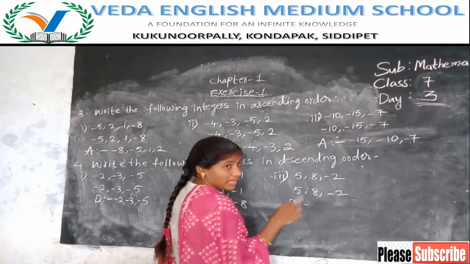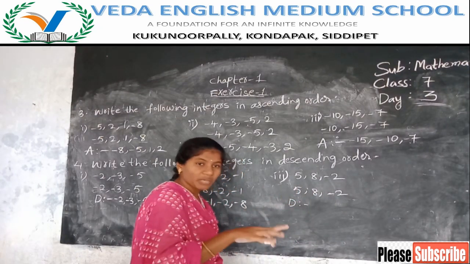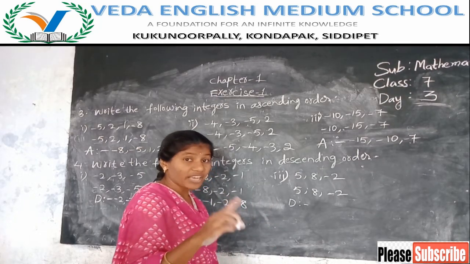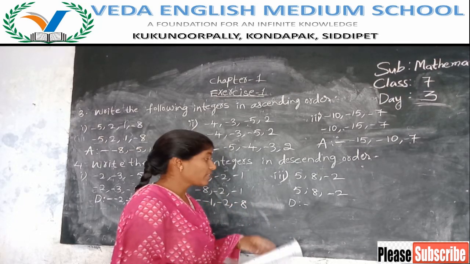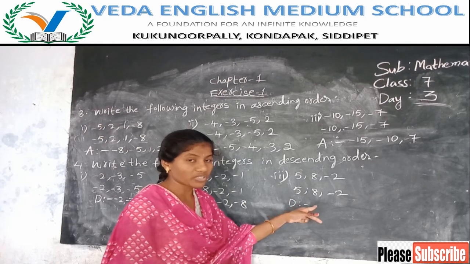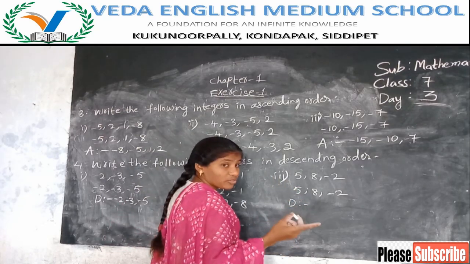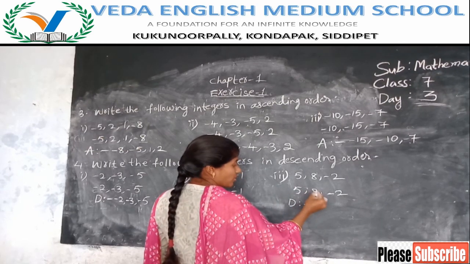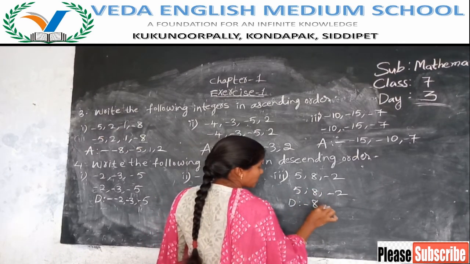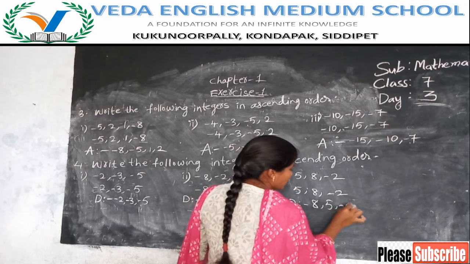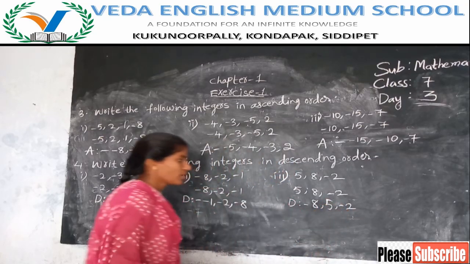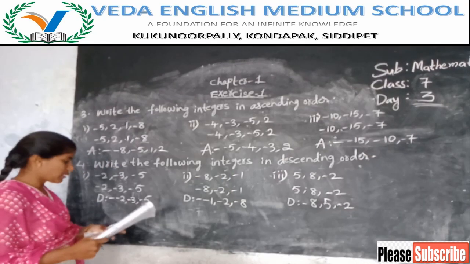Now they are saying greater to smaller. If you have both positive numbers and negative numbers, and they ask about big to small, you have to think about positive numbers first, because positive numbers are always greater. So we are writing from greater to smaller. These two are the positive numbers. Out of these two, 8 is the greatest, next 5, next -2. Now descending order has completed.